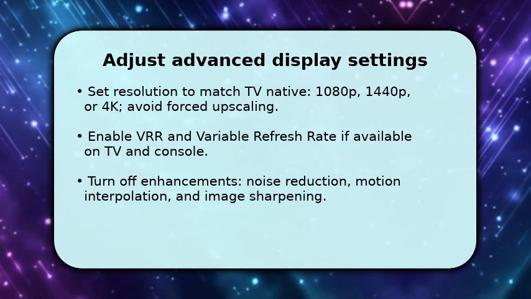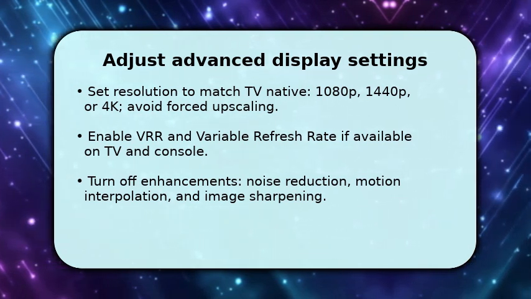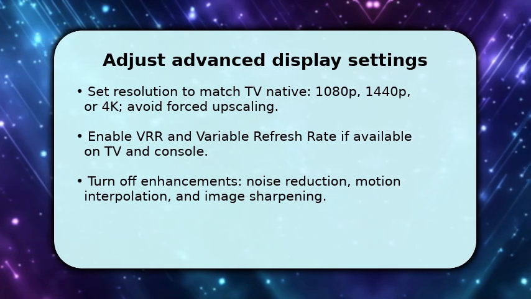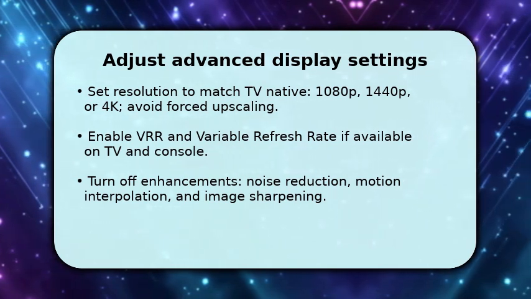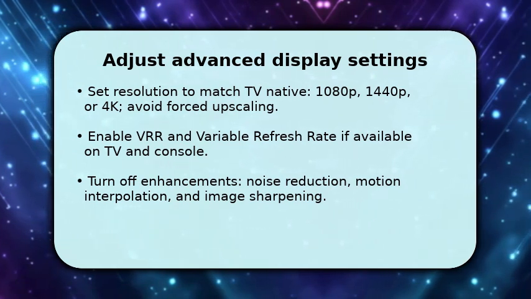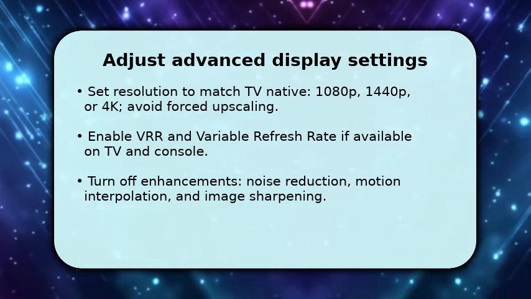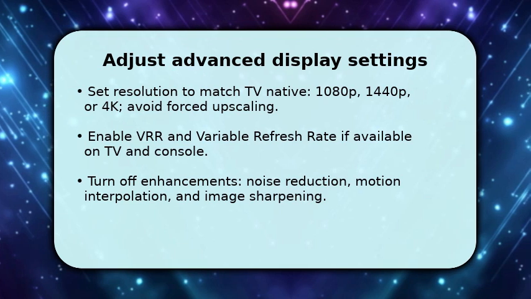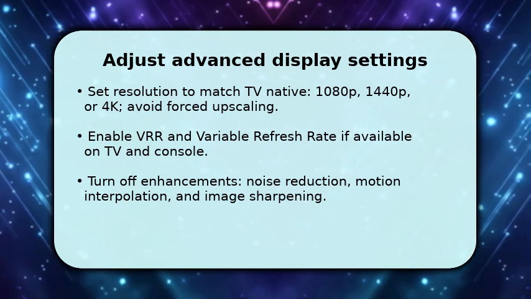Turn off image enhancements such as noise reduction, motion interpolation, and sharpening. Those add processing time. Also make sure HDR and dynamic contrast aren't forcing the TV's processor into heavy post-processing. Keep the signal path as direct as possible.